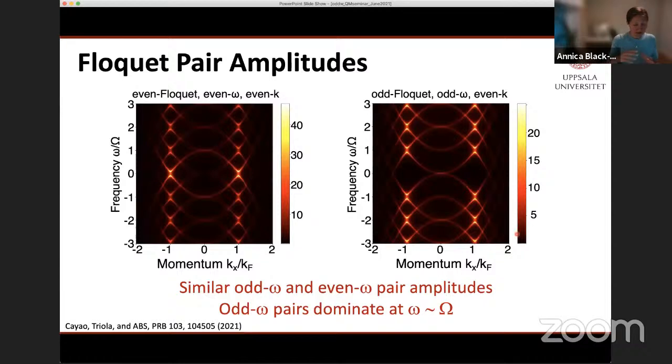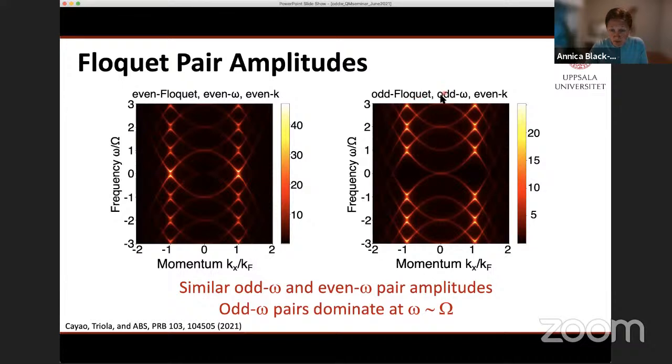So that was to lowest order. We can numerically sum to very high order and make sure it's converged. So here I'm just plotting the resulting Floquet pair amplitude. This is the one even in Floquet index, even in frequency, even in momentum. And this is how it looks if you plot this function of frequency and momentum.